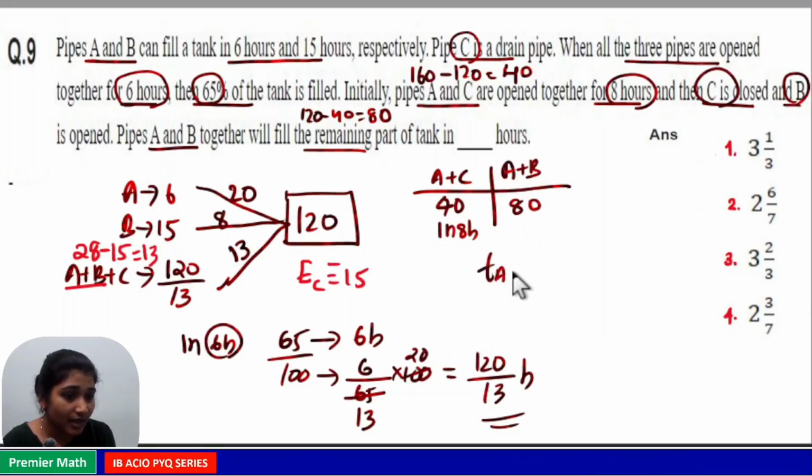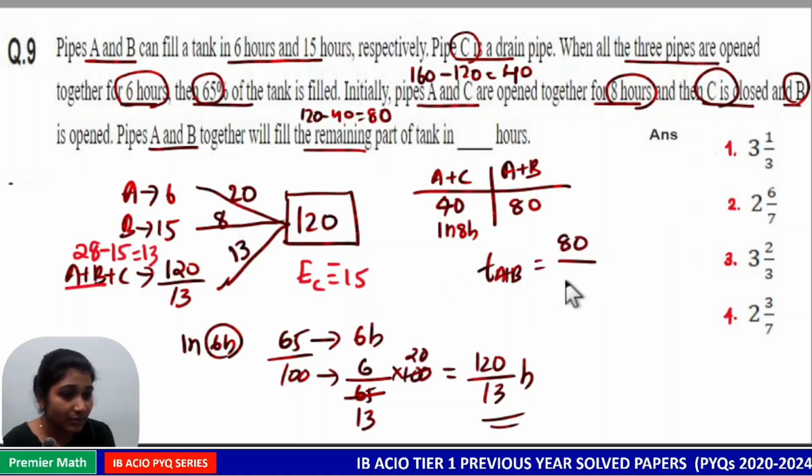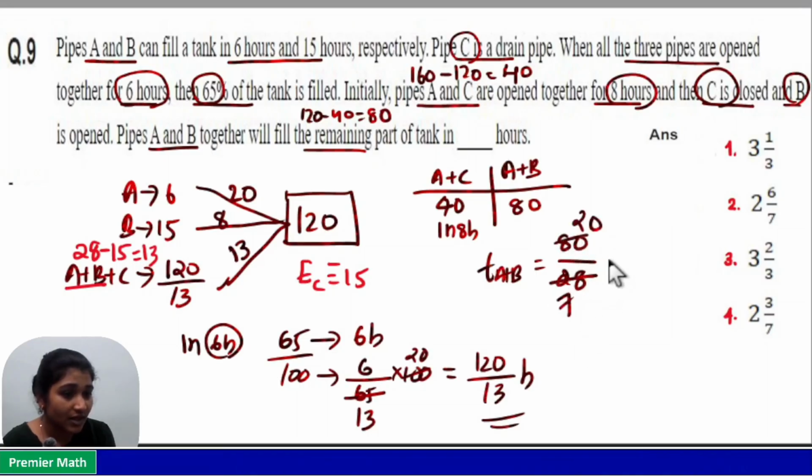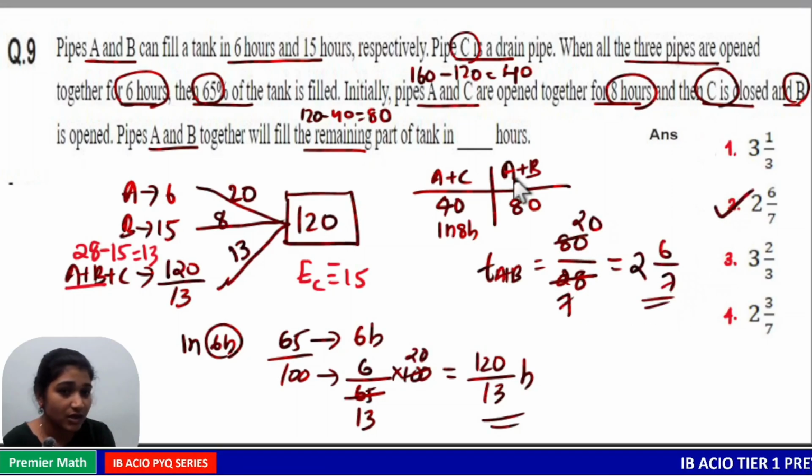Time taken by A and B: in 1 hour, A and B together fill 28 units. So 80 units are filled in 80 by 28 hours, which is equal to 20 by 7. 7 goes 2 times in 14, remaining 6. So 2 and 6 by 7 hours. Option 2 is your answer.